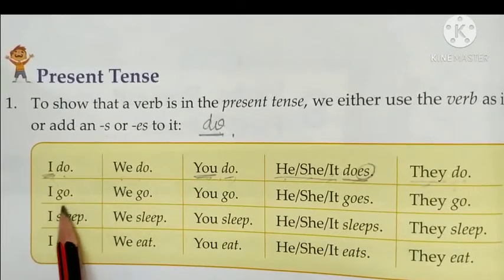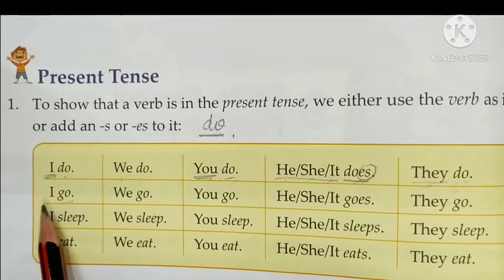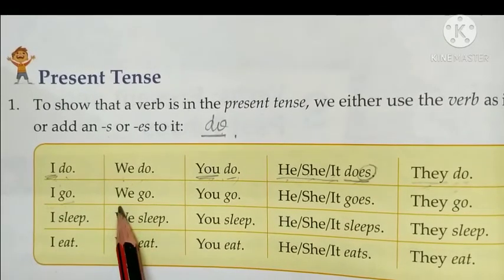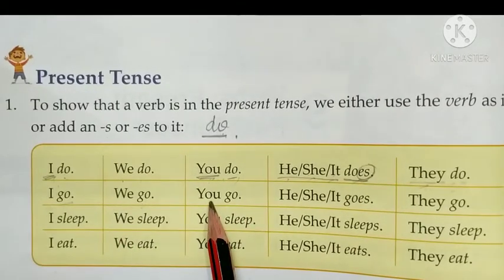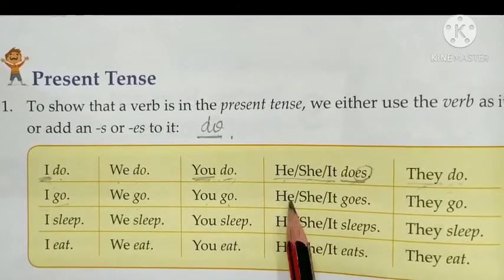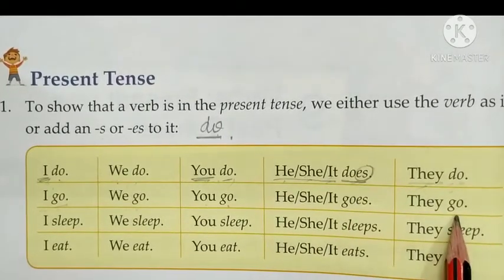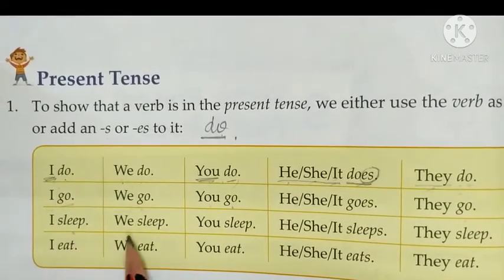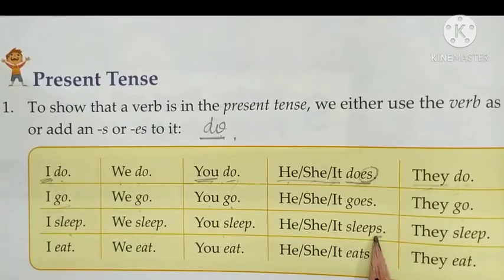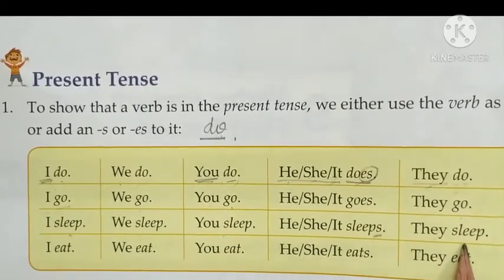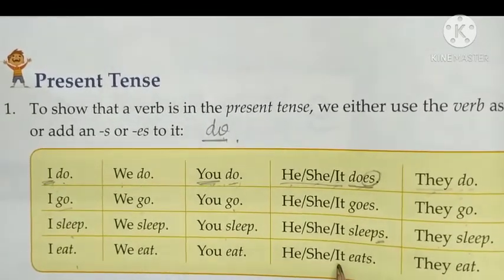Now let's take another verb, go. I, singular. With I we don't add any s or es. I go. We is plural, so we will not add s to the verb. So we go. With you also we don't add s or es, so you go. He, she, it goes. They is plural, so no s or es. They go. I sleep. We sleep. You sleep. He, she, it sleeps. Here we have added s to the verb. They sleep. I eat. We eat. You eat. He, she, it eats.